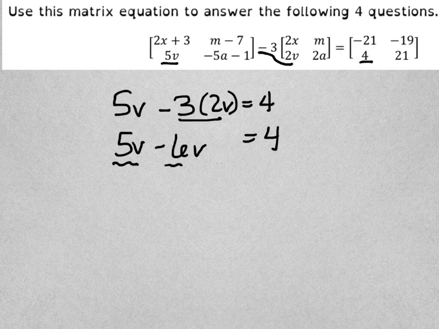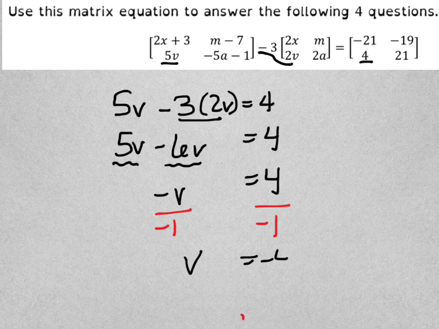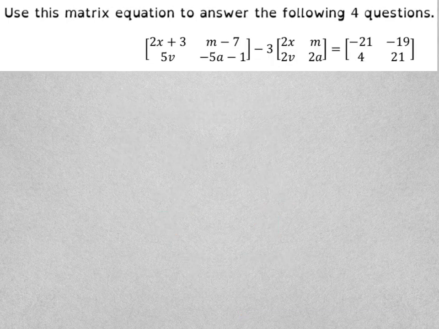Then when you combine like terms, we end up with a negative v is equal to 4. Divide both sides by negative 1. And v is equal to a negative 4. Going on to the next one, we'll do the m's.